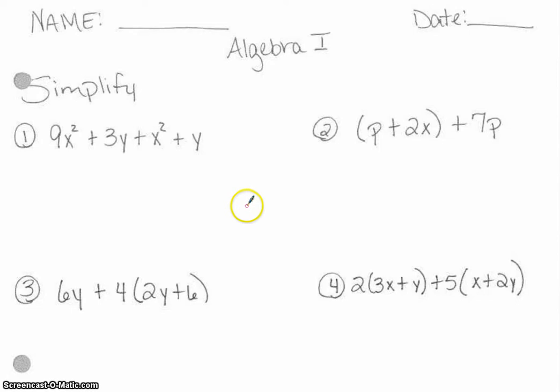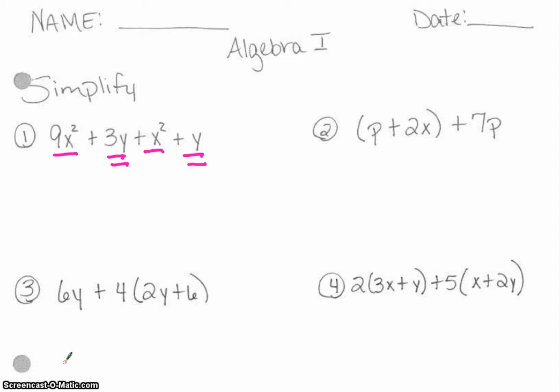So the first thing you got to do is find your like terms. We have an x squared and another x squared. We have a y and we have another y. Once again, you can use the underlining technique, you can use highlighters, whatever technique works best for you so that you can combine and find your like terms.